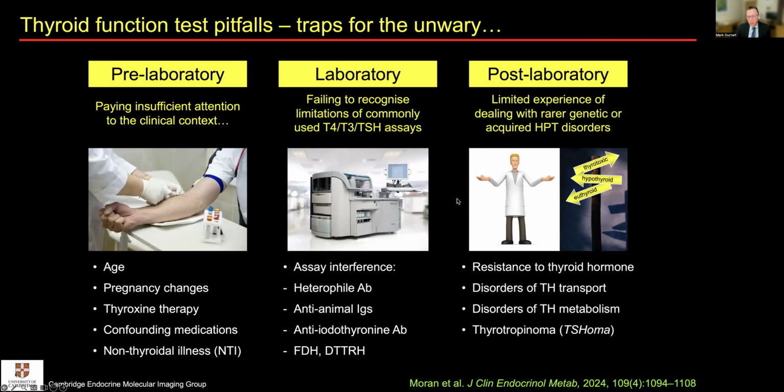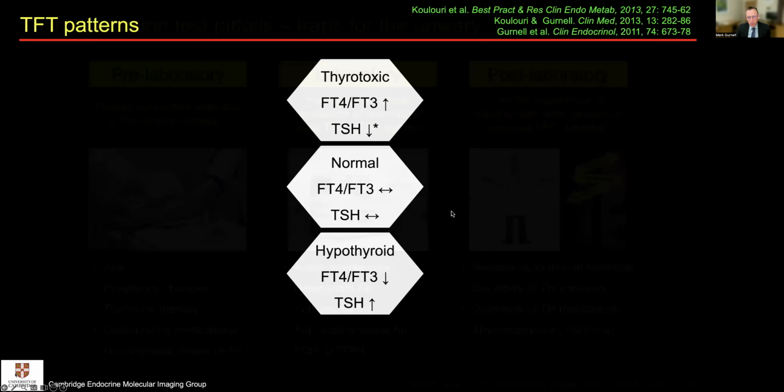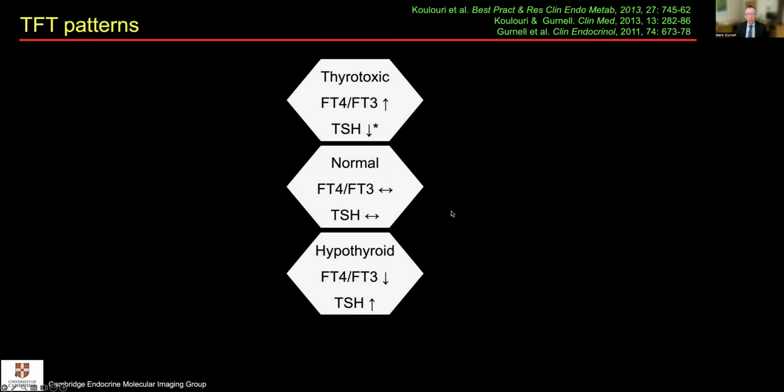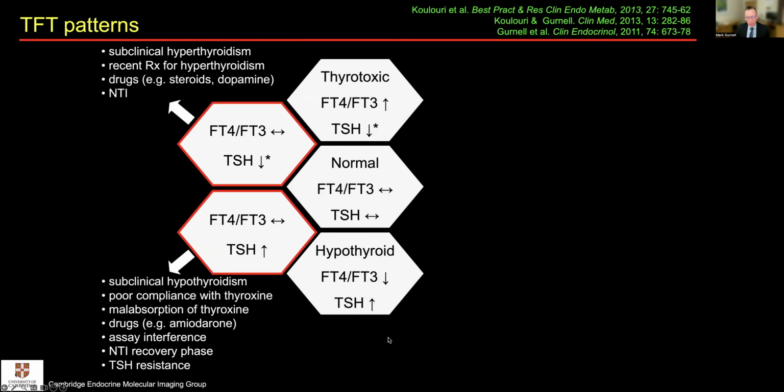Or it may be that we're not particularly familiar with some of the rarer genetic or acquired disorders that can produce these unusual results. I think it's always helpful to be able to think about thyroid function test patterns. So these are the typical ones that we're very familiar with: normal thyroid function tests, or typically thyrotoxic or hypothyroid patterns of free T4, free T3, and TSH. But it's worth bearing in mind that there are some other patterns.